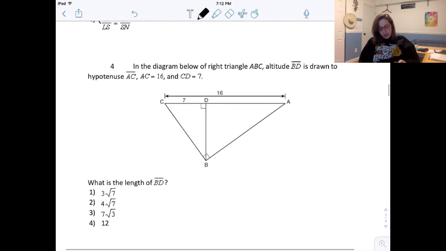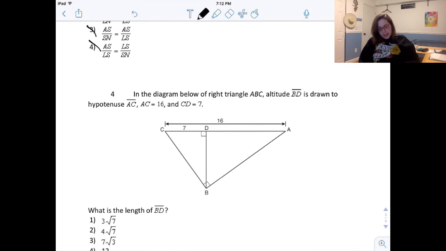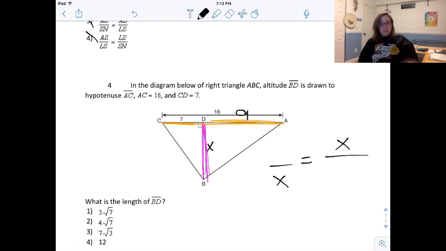All right, let's try actually solving some problems with this. So I see 7 and 16, and they tell me what is the length of BD. That's my unknown. So I see that that's my altitude. I'm going to color code that. And then these 2 pieces would be this piece and that piece. And I know that this is 7, so this would have to be 9. So I'm going to set up my proportion. X is the one that's going to repeat because it's its own color. And then 7 and 9 go in that other place.